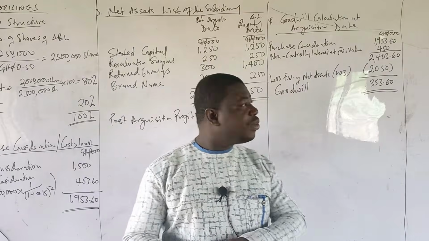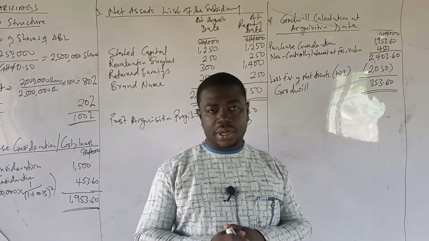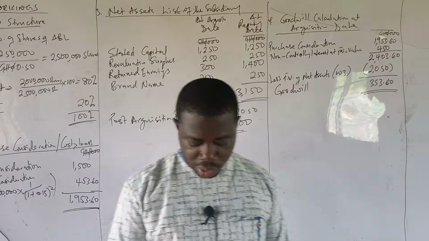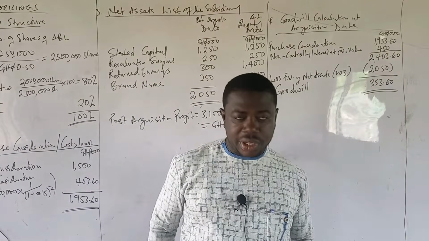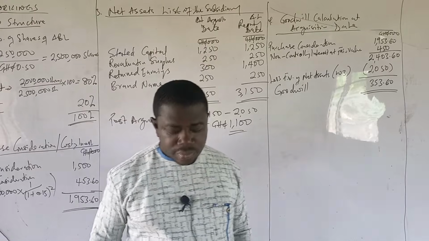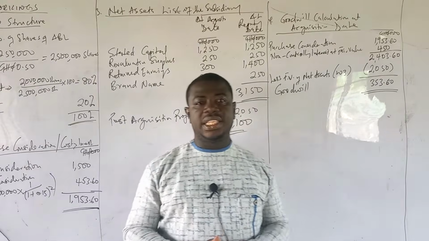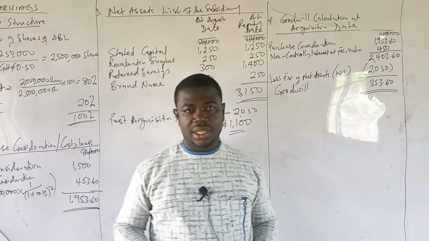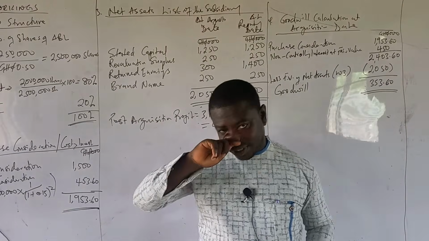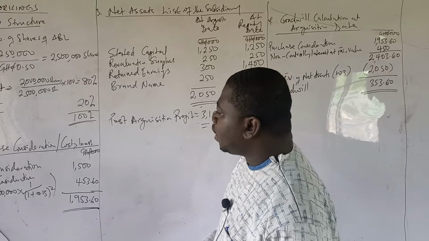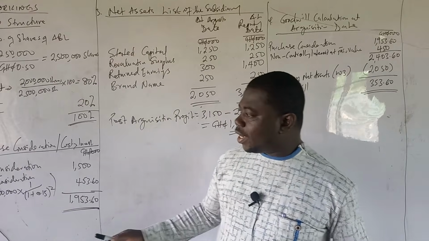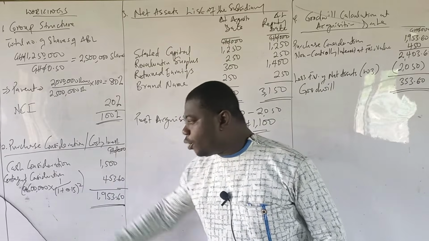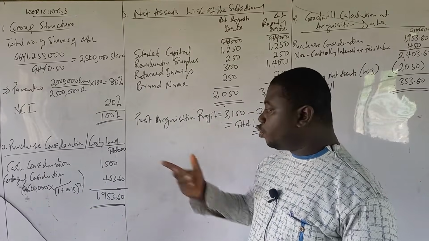So ladies and gentlemen, we are done with the goodwill on acquisition date. So let us move on to the non-controlling interest and then consolidated retained earnings. But before we move on to that, there is something that I want us to look at. Very, very important. The unwinding of the discounts. Please pay attention. Now remember that on acquisition date, there was a promise to pay 600,000 in 2 years' time.